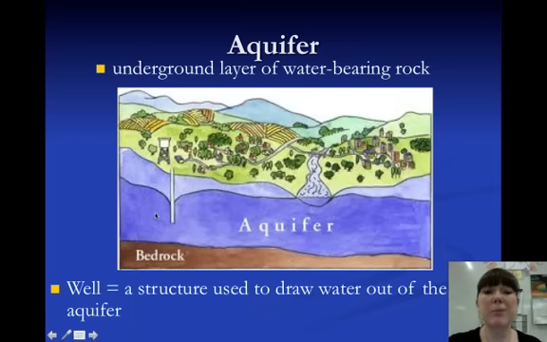And I like this picture a lot, but one thing I don't like about it is the fact that it shows the aquifer as blue, which might give people the misconception that this is actually a huge layer of water flowing. But actually an aquifer is a layer of rock that is able to hold water, kind of like a sponge.